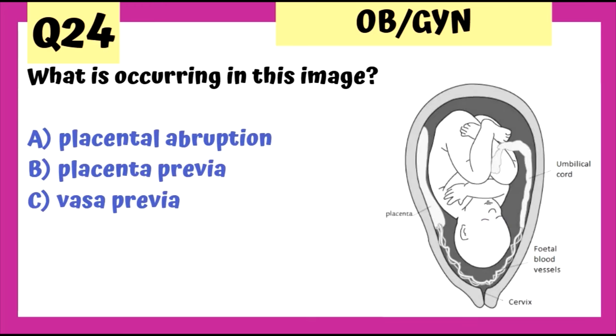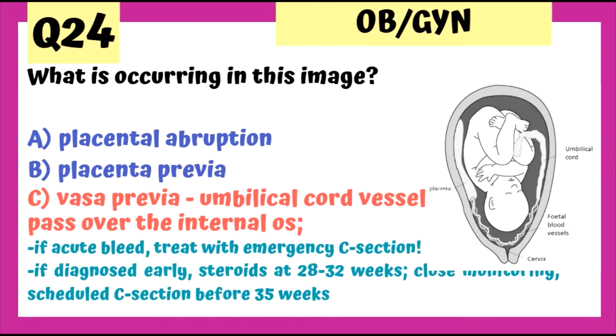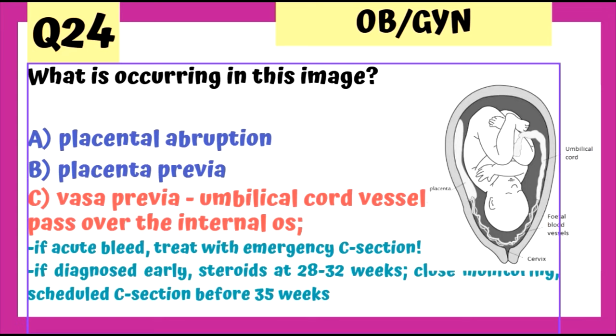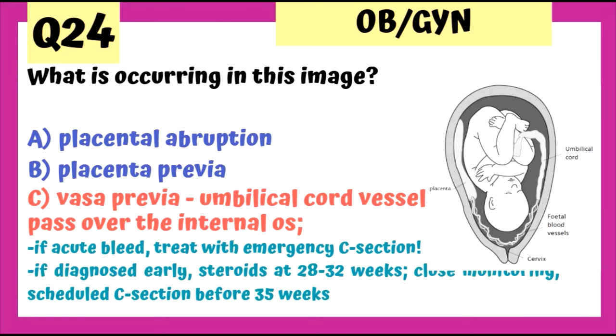Question 24, what's occurring in this image where we see the placental vessels covering up the cervix? That is vasa previa. This is vasa previa over here, and this is an umbilical cord vessel passing over the internal os. And if there's an acute bleed, of course, we want to do an emergency C-section or else the baby could die. And if diagnosed early, steroids are given at 24 to 32 weeks to prepare the baby, to accelerate the lung maturation, and close monitoring and scheduled C-section before 35 weeks.